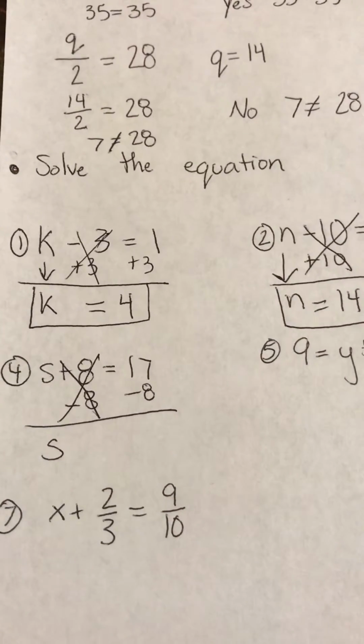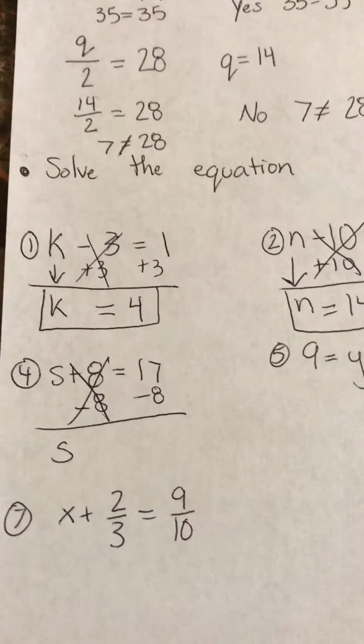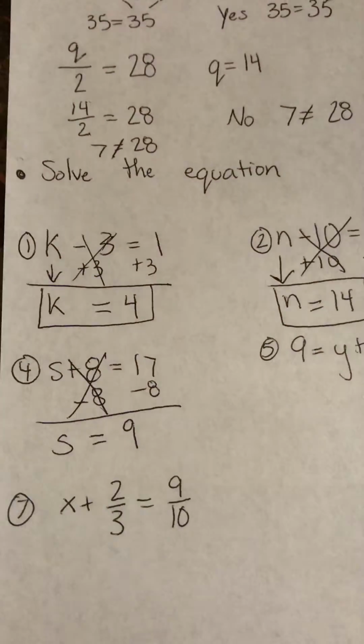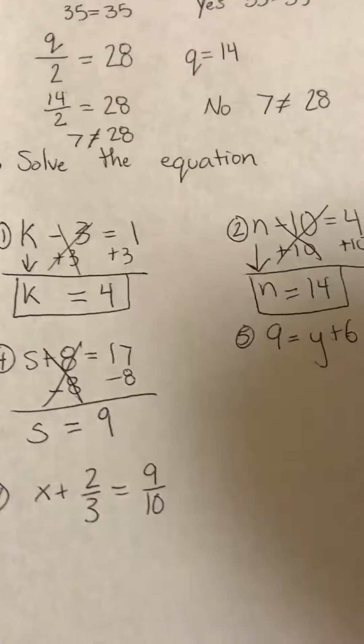So 17 minus 7 is going to give you 10. Minus 1 more will give you 9. All right, s equals 9.